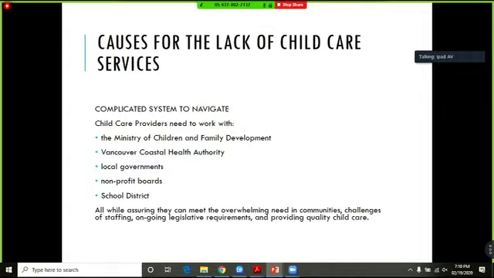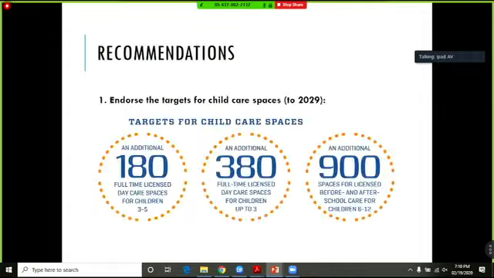I also wanted to highlight that what we're seeing more and more is children with extra support needs. The average is about 14% for the Sunshine Coast of parents who have children with extra support needs. So this is a big shift in the last few years. People who've worked in the industry for a while say they're seeing more and more complex needs from families.